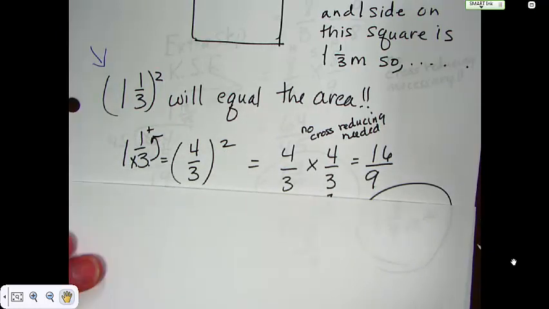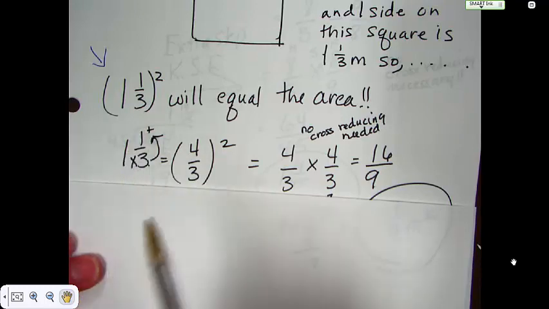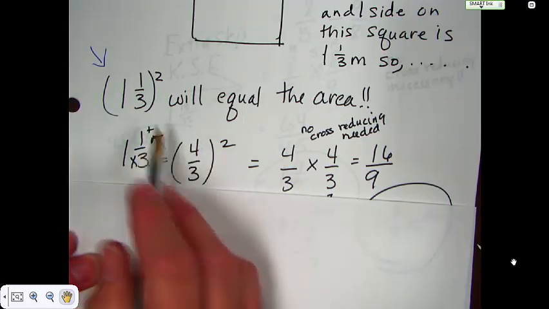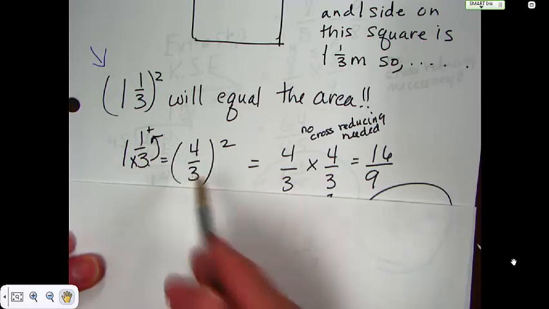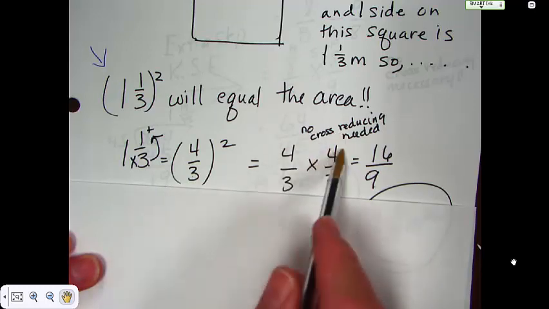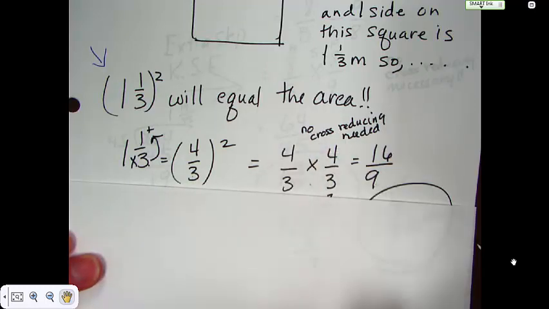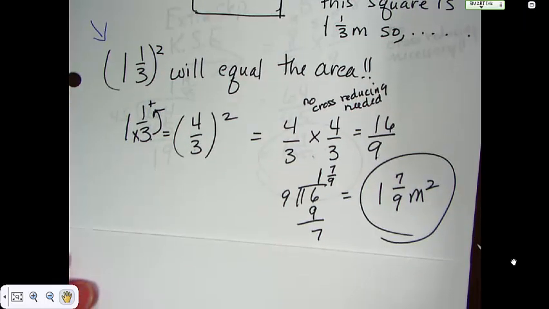Okay, so 1 times 3 is 3 plus 1 is 4. So then that ends up to be, instead of 1 1/3 squared, it is now 4/3 squared because we turned it into an improper fraction. 4/3 times 4/3. No cross reducing here. 16 over 9. Do your division and you end up with 1 7/9 meters squared. That is the area of that square. Okay?